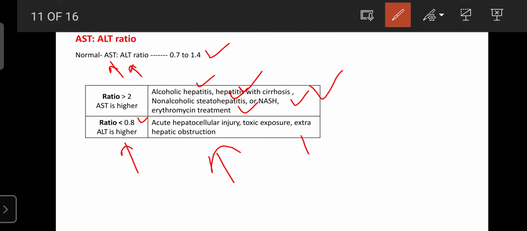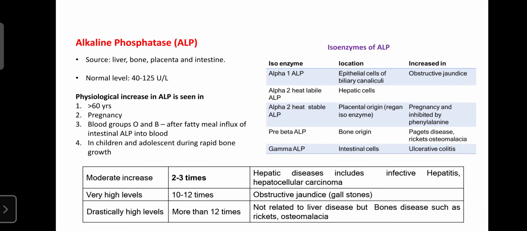So like that, the AST and ALT ratio is also helpful for the diagnosis or identification of various disorders. So next one we can go for alkaline phosphatase, that is ALP. The sources of ALP are the liver, bone, placenta and intestine. It is also considered for monitoring liver dysfunction, but it is not a specific biomarker.